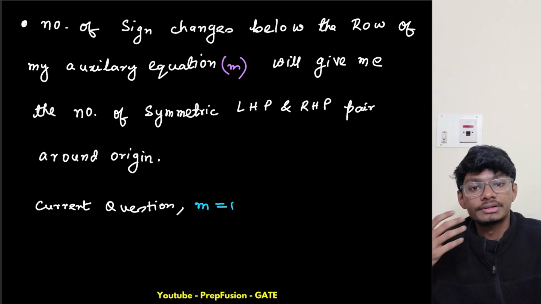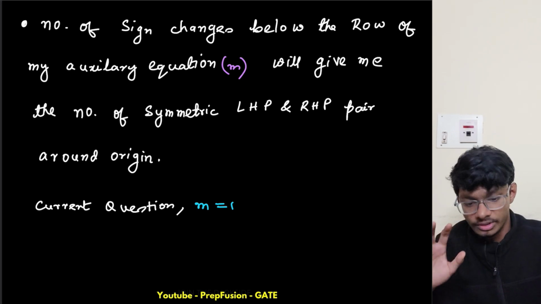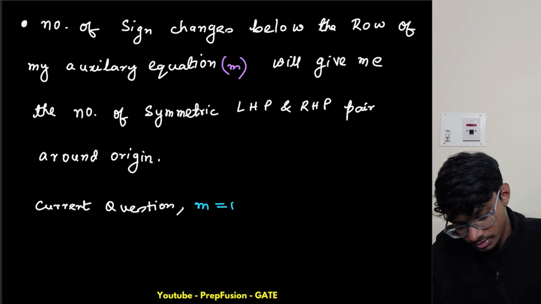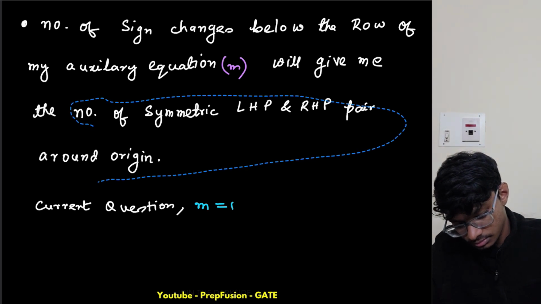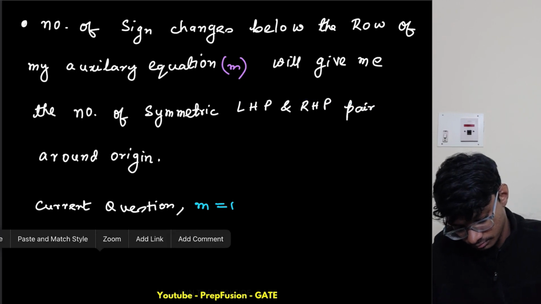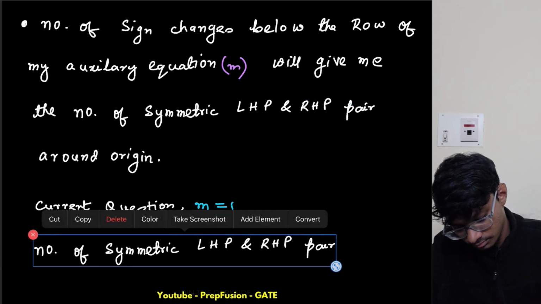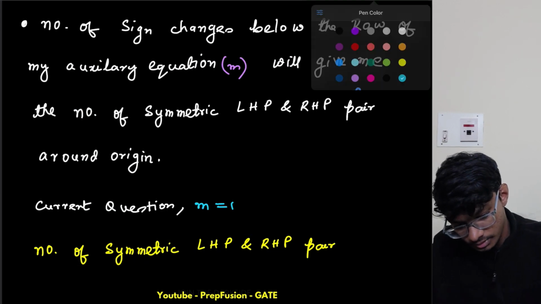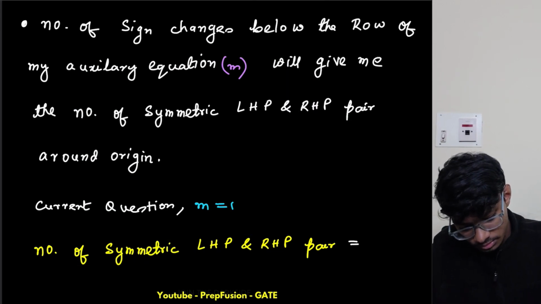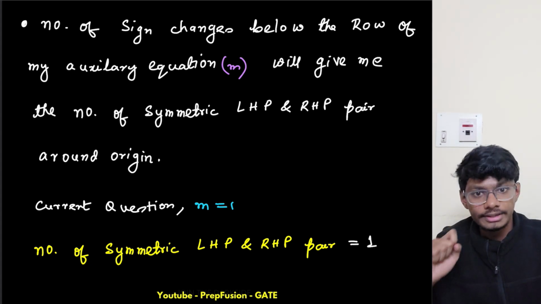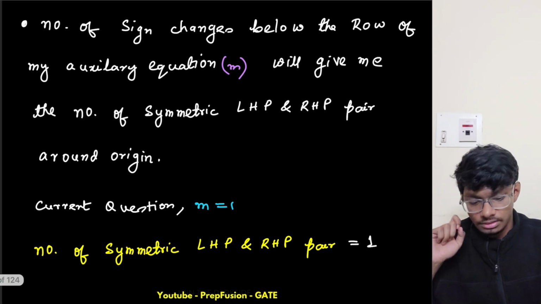So how many symmetrical right half plane poles will I get? I'll copy this one: symmetric right half pole pair. Let's color this one. I will get this as 1. Okay, so let's cross verify that just by writing the roots of this equation.